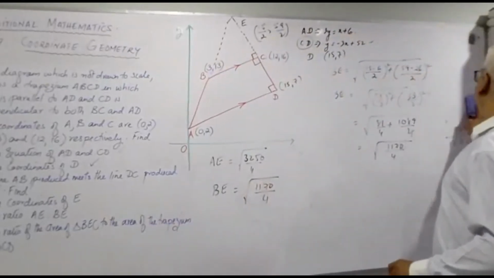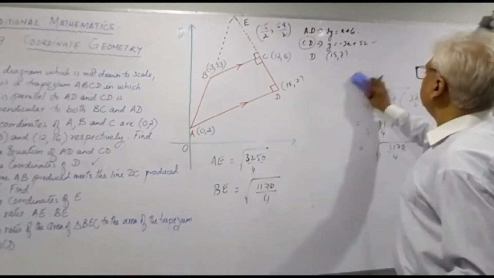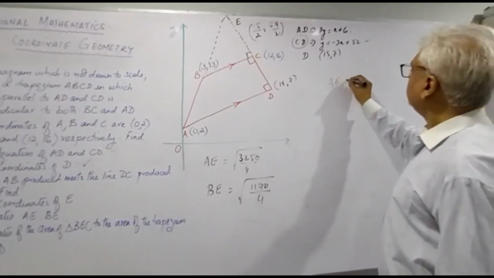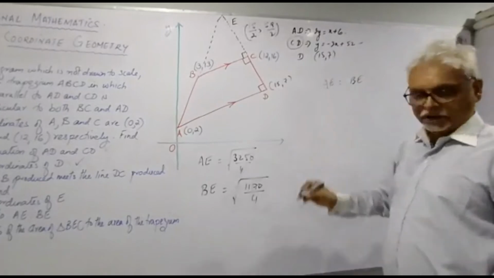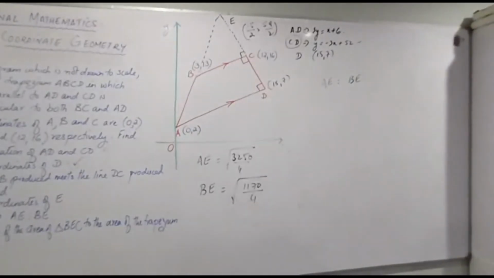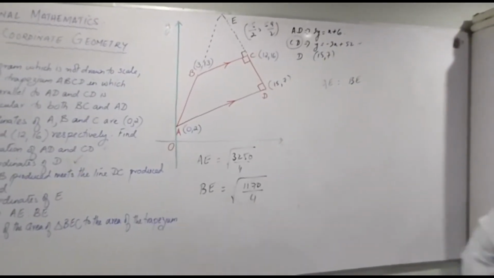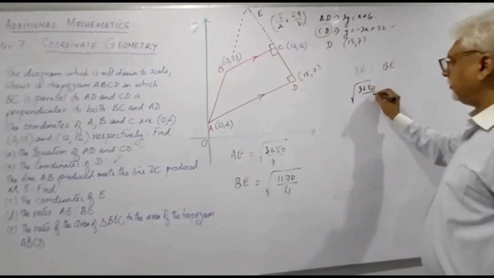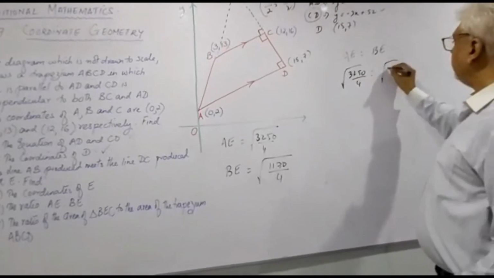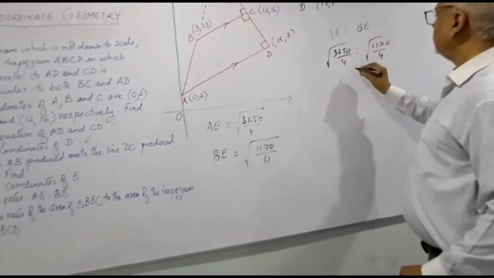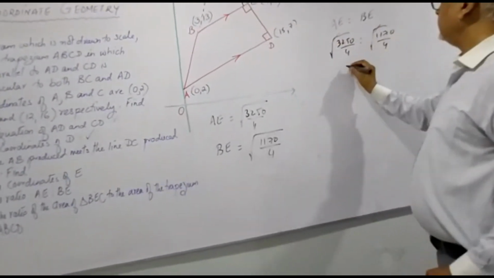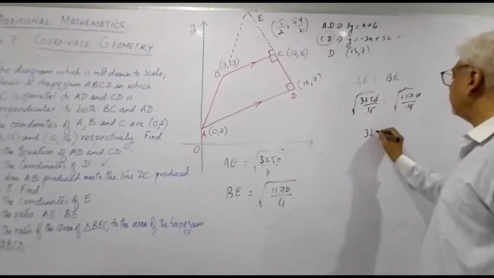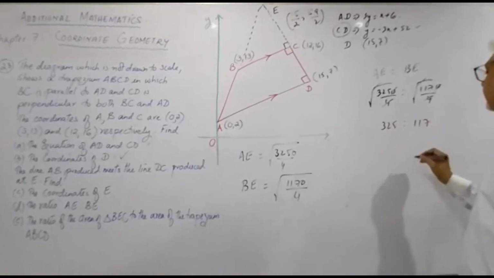So it becomes more simple now, once we calculate the value of AE and BE. AE is the square root of 3250 upon 4, and BE is the square root of 1170 upon 4. So the square root will cancel out, 4 and 4 will also cancel, 0 and 0 cancel. So you have 325 is to 117.